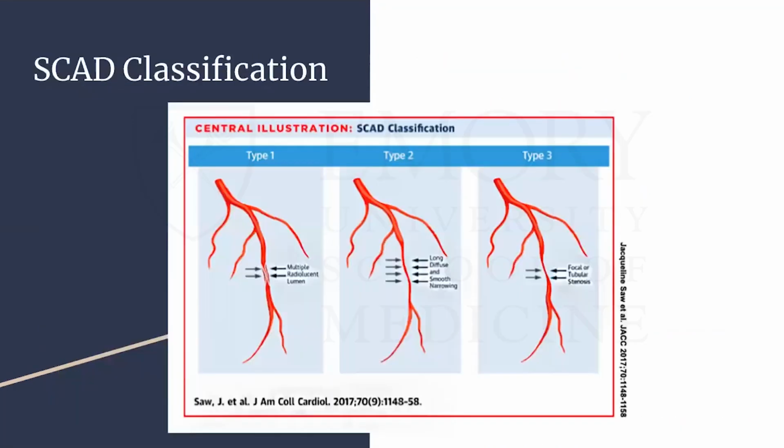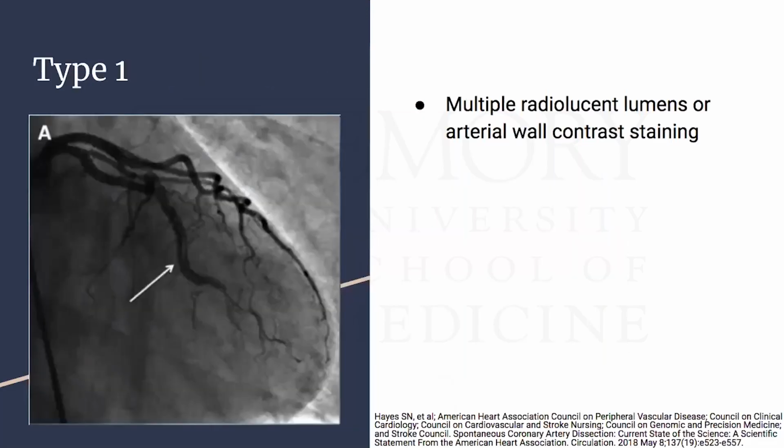Before going into that, I wanted to talk about the ways we classify SCAD. Currently we talk about either type 1, 2, or type 3 SCAD. Type 1 is categorized as multiple radiolucent lumens or arterial wall contrast staining. If you recall the cath films from our patient earlier, she did have this appearance of multiple radiolucent lumens in her LAD, so she would likely be classified as a type 1 lesion.